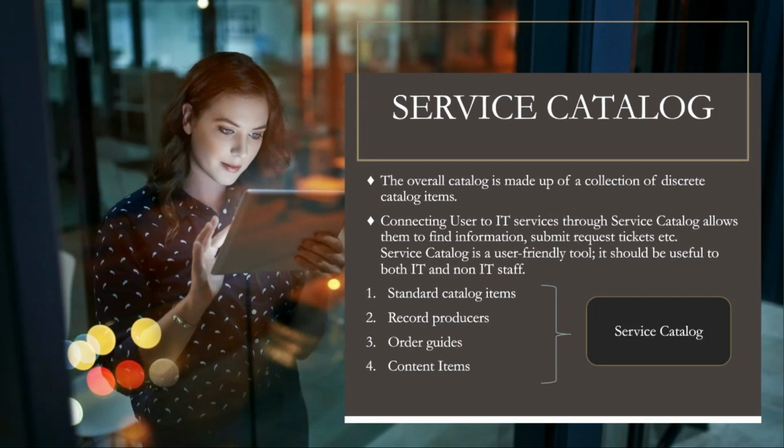So service catalog. Overall service catalog is made up of a collection of discrete catalog items. Connecting users to IT services through service catalogs allows them to find information and submit request tickets. Service catalog is a user-friendly tool. It should be useful to both IT and non-IT staff. So service catalog generally consists of standard catalog items, record producers, order guides, content items.